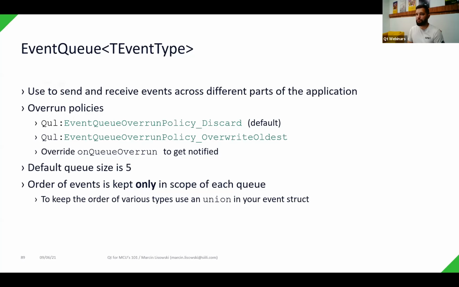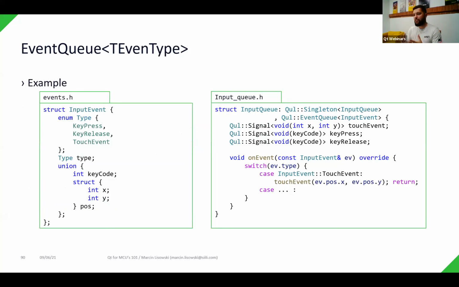And this is some example of using the event queue. So let's look on the left side, which defines this struct with a type of your event. So this is some input event that will hold an information if user pressed a key or released a key, or pressed the screen with a touch. And there is some union, of course, based on the type. You decide which field you should read.